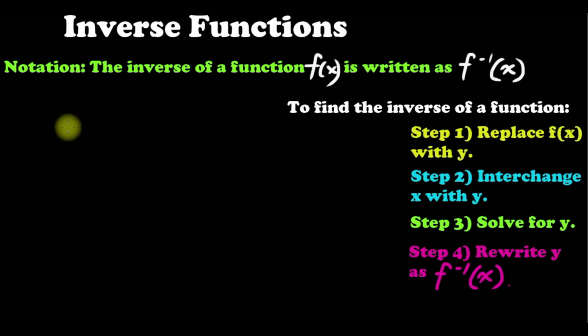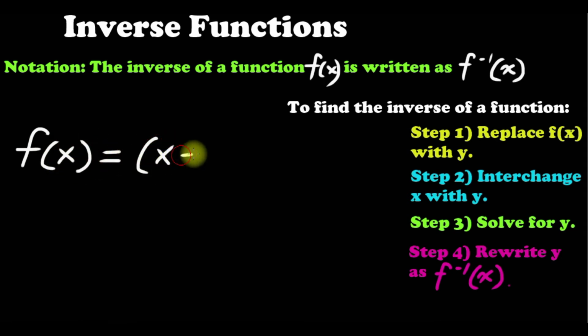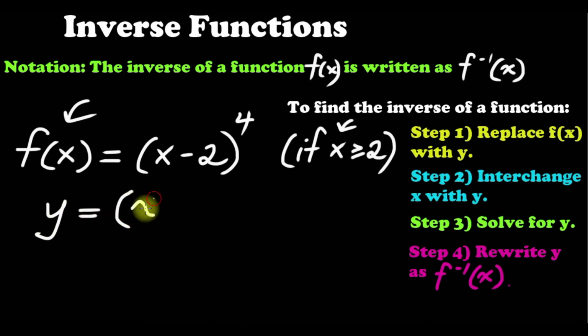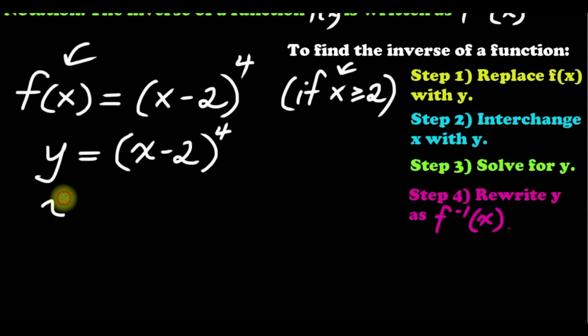So here I have f of x is x minus 2 to the fourth power if x is greater than or equal to 2. Come up with the inverse of this f of x. Step 1 is to replace f of x with y. So f of x is y. And then here you have x minus 2 to the fourth power. And then interchange x and y. So y becomes an x, and x becomes a y.